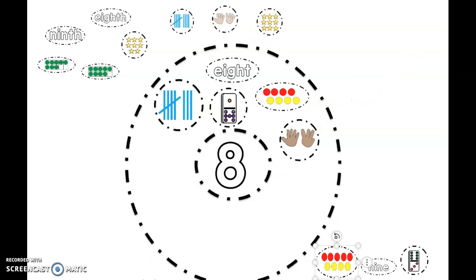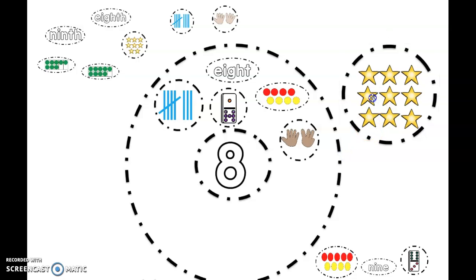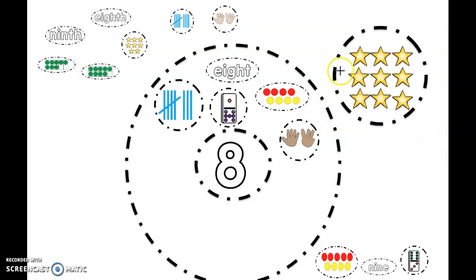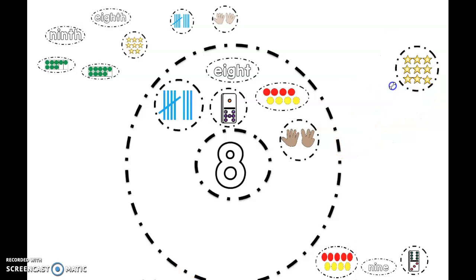All right, let's try our stars. The best way is to touch and count. I'm going to make it big. I want you to touch and count with me. 1, 2, 3, 4, 5, 6, 7, 8, 9. 9. Do I want those stars? No, it's too many. 9 is too many, so I'm going to put it down at the bottom. I don't want that one.